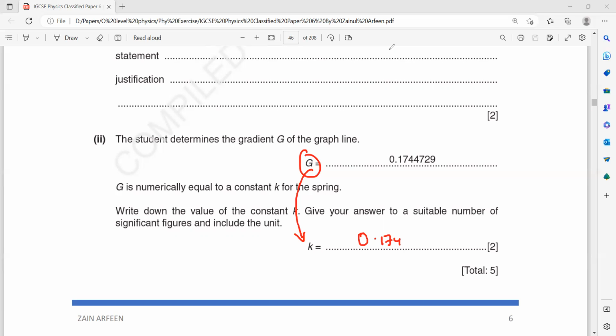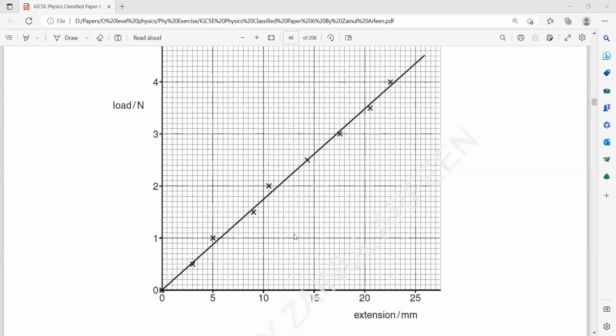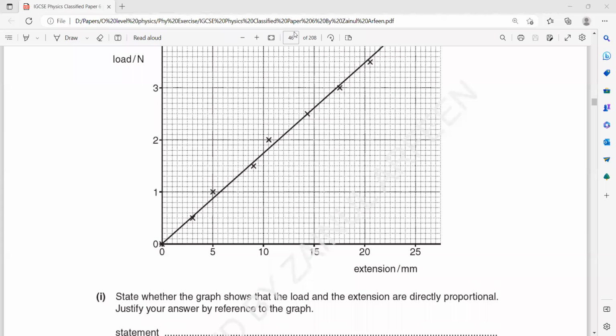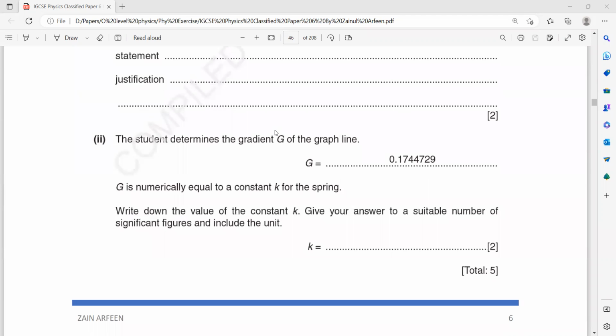And then the unit: how do we work out the unit? You have to check the graph, because the unit of k is force divided by extension. Force is in Newton and extension is in millimeter. So we'll say that it is 0.174 Newton per millimeter. How do we work out the unit? Because we know k is the force divided by extension, so force is in Newton and extension in millimeter.